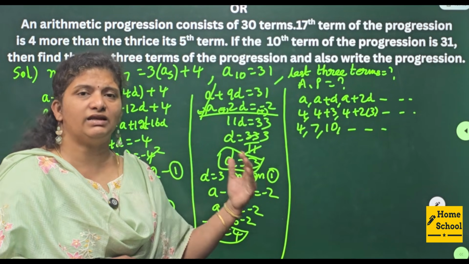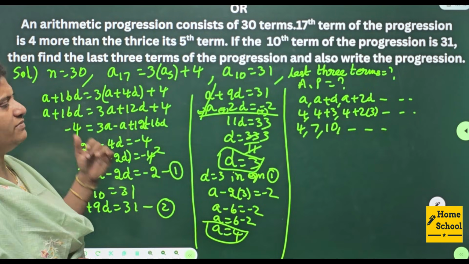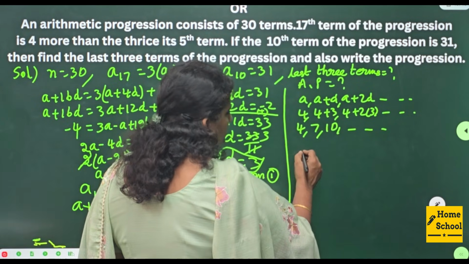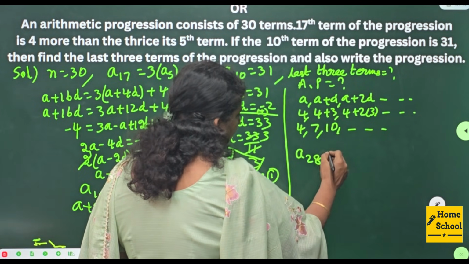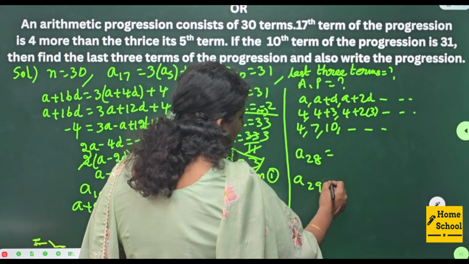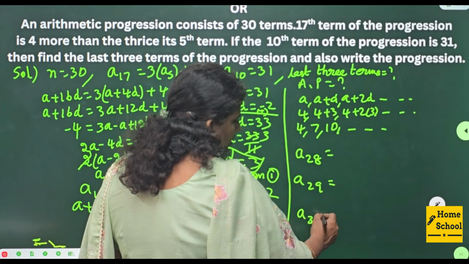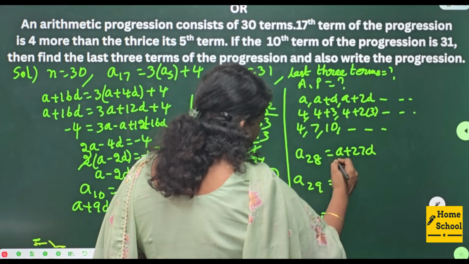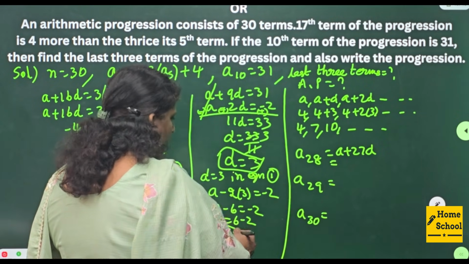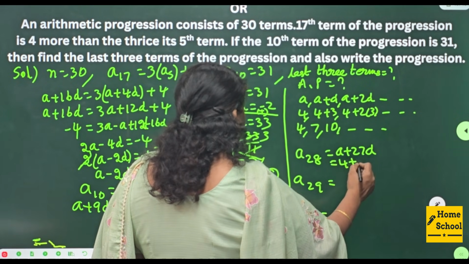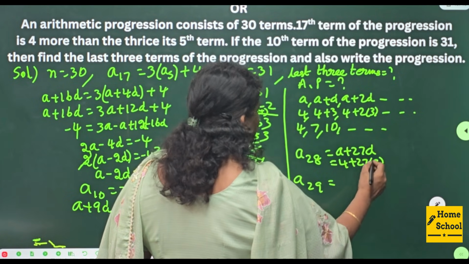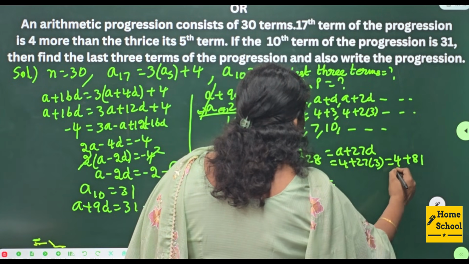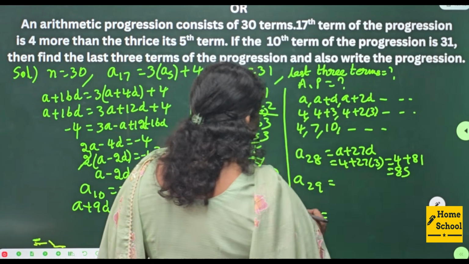Okay. Still we have something. Find the last 3 terms. Last 3 terms. There are how many terms? 30 terms. 30 terms, last 3 terms will be A28, A29, A30. A28 can be written as A plus 27D. Substitute A value and D value. 4 plus 27 into 3. That is 4 plus 81. That will be 85.